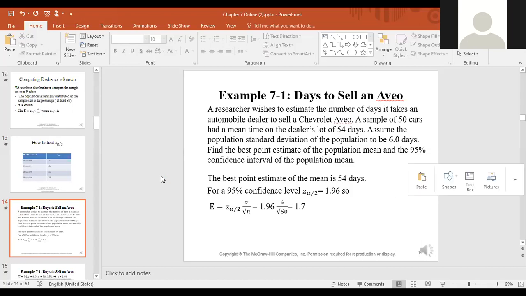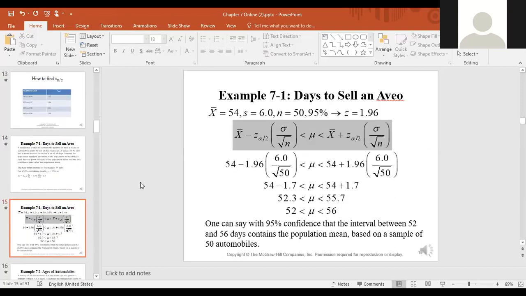So for us, if we are doing it manually, we find E to be 1.7, which we will add to 54 and subtract from 54 to have the confidence interval of 52.3 to 55.7. For those who are using a calculator, they will just see that. The little advantage of the calculator is that you are not going to look for 1.96, multiply by 6 and divide by the square root of 50. You put it in the calculator and it does the computation for you.